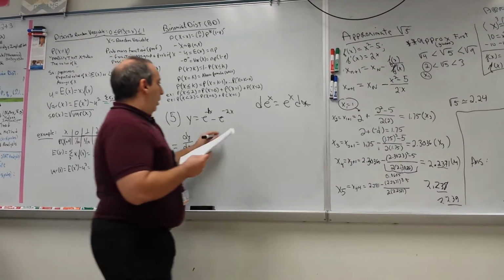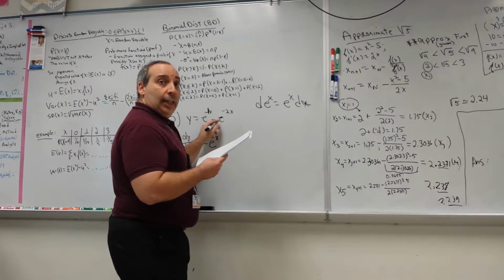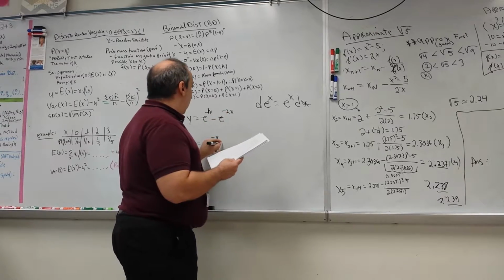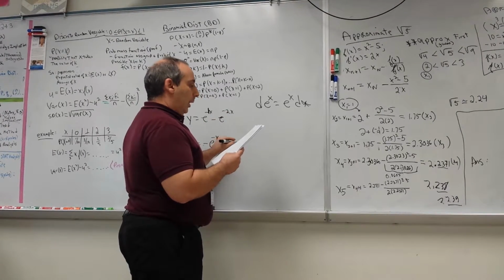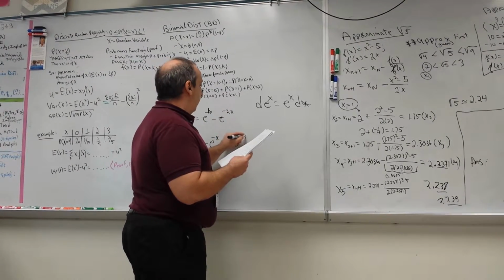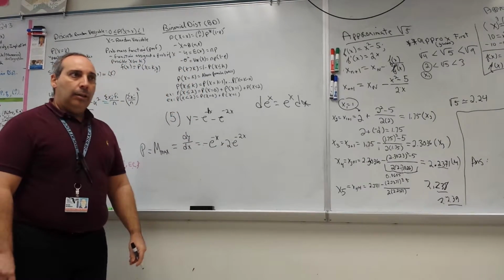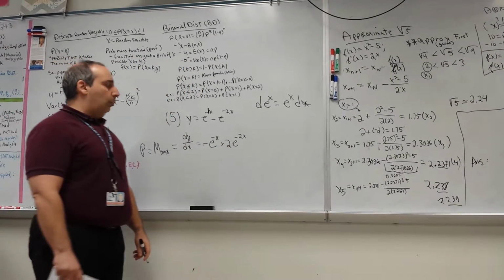Plus. Now it's going to be plus 2e to the negative 2x. Negative 2x. All right. That's the thing.